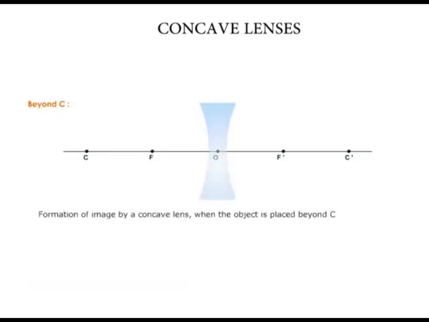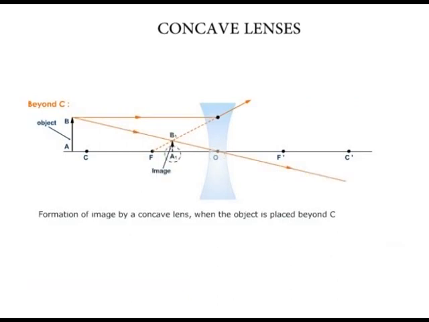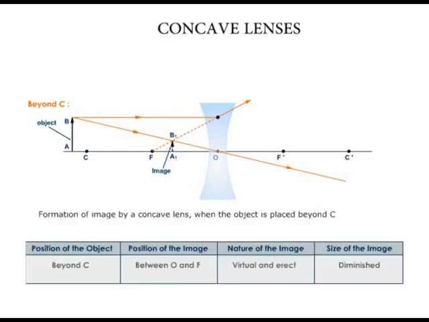Finally, an object beyond C. An incident ray parallel to the principal axis is diverged seemingly from F. Next, an incident ray through O is undeviated. Therefore, for an object placed beyond C, a virtual, erect and diminished image is formed between O and F.